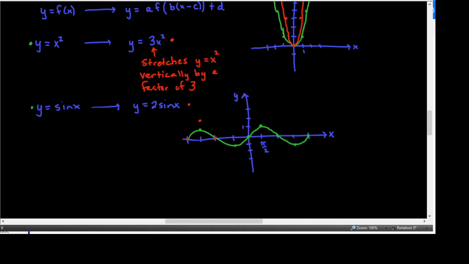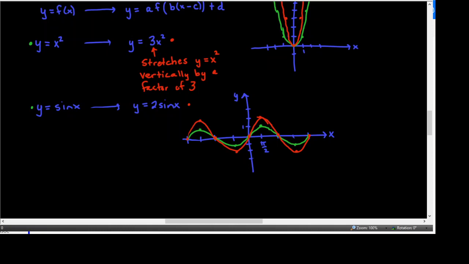0 times 2 is 0. Negative 1 times 2 is negative 2. 0 times 2 is 0. 1 times 2 is 2. 0 times 2 is 0. Negative 1 times 2 is negative 2. 0 times 2 is 0. It's still a sinusoid. Stretching a graph doesn't change its nature. It just changes the y value. And so every point has been stretched away from the x-axis to twice its original distance from the x-axis.